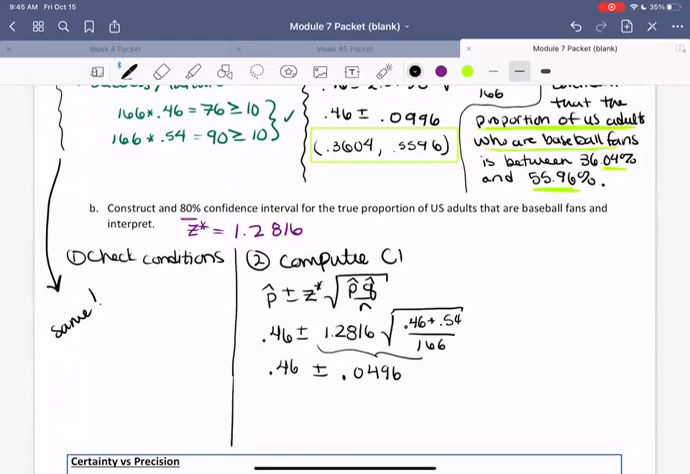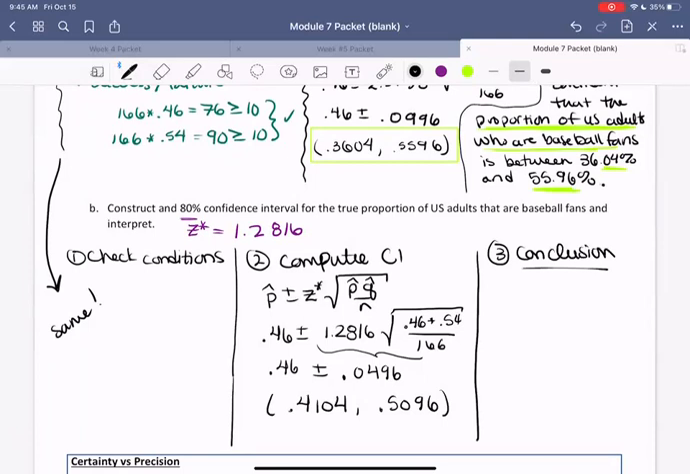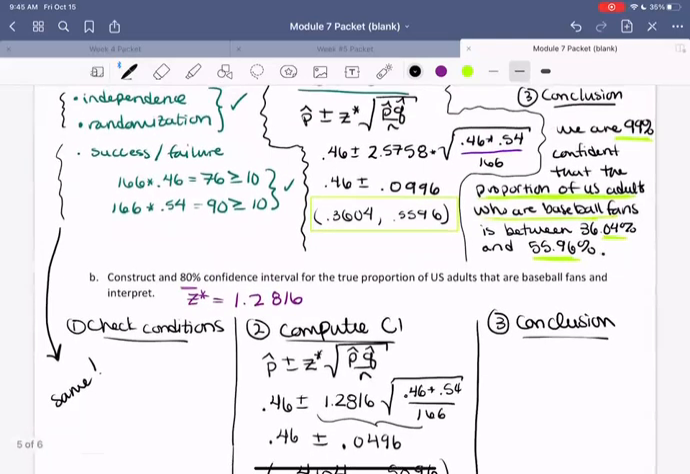All right, and when you're ready, pause the video again and compute that lower and upper bound. And you should be getting lower bound 0.4104 and upper bound 0.5096. All right, and lastly, step 3 is this: we need to write our conclusion, which is what we're going to do to interpret our confidence interval. So take a look at the conclusion that we did in the previous part of this example and see if you can replicate that conclusion here.